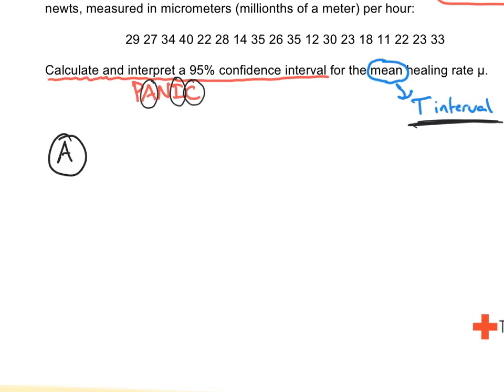the A. There's three checks we need to do, the assumptions and checks. Number one, since I'm trying to do a t interval, I need to do a t check. The main qualifier is that my sample size is less than 30. If my sample size is less than 30, I need to check the shape of the data set.